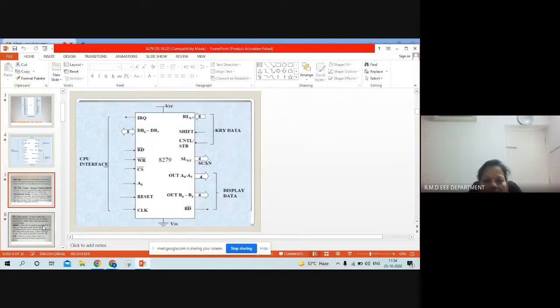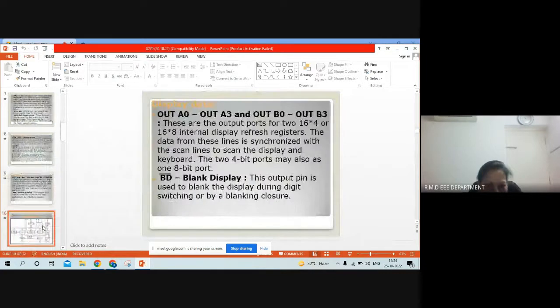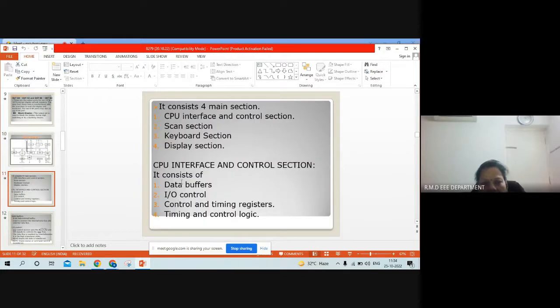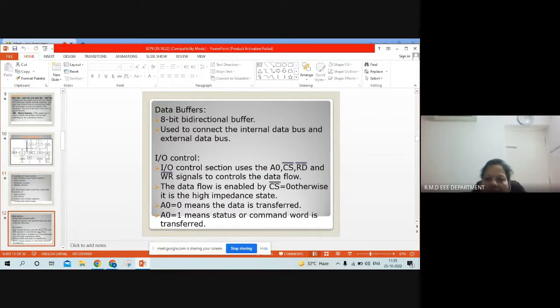Now, coming to the functioning of 8279, as I mentioned earlier, it involves four different sections: keyboard section, scan section, display section, and CPU interface section. Let me explain each and every section in detail. First, coming to the CPU interface section. The CPU interface section consists of the data buffers, IO control and timing registers, and timing and control logic. First, coming to the data buffers, it involves the 8-bit data bus, which is a bidirectional one.